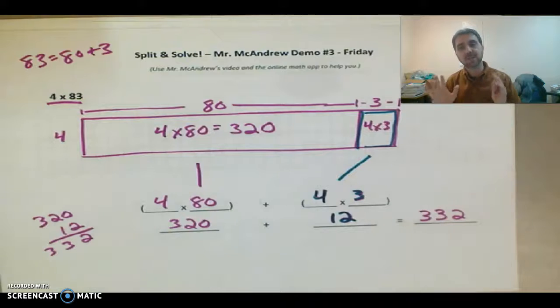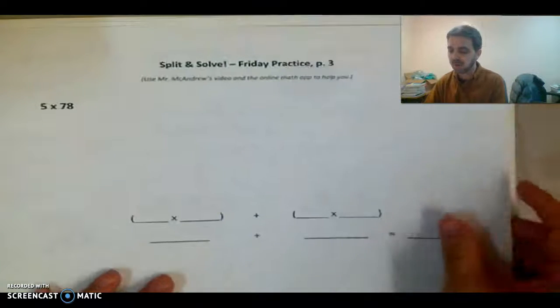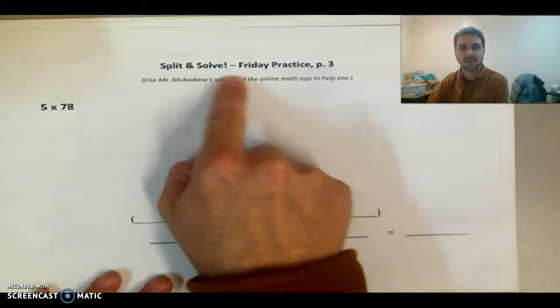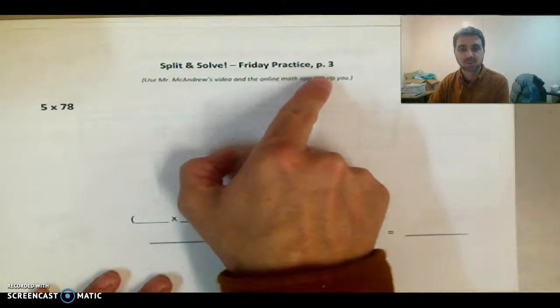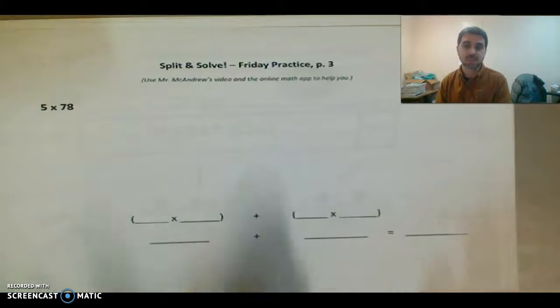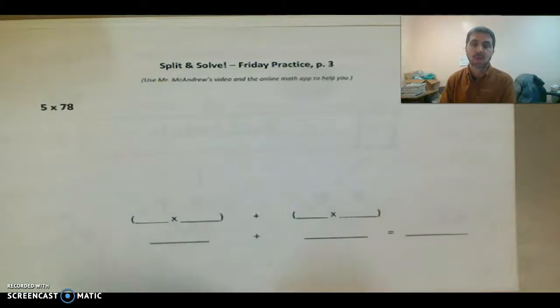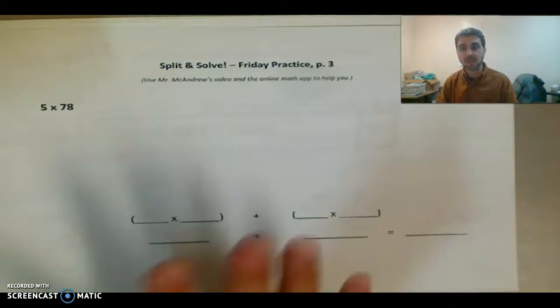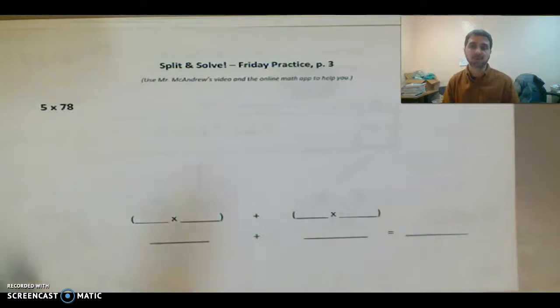I want to give you a chance to try one. So in your packet, there is one problem that looks like this. It's called Split and Solve, Friday Practice, page 3. I want you to try it using the example I just showed you. Do your best. Okay, when you're done trying it out, come back and we'll go over it together. Okay, I'll see you in a few minutes.